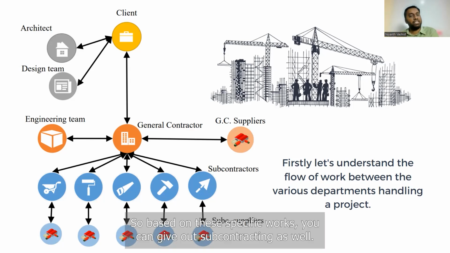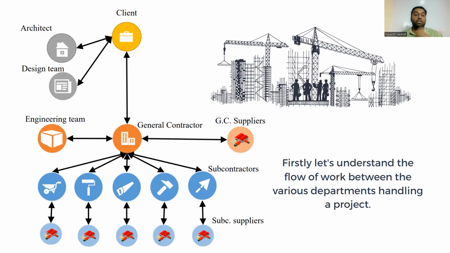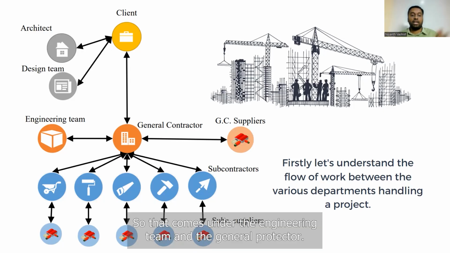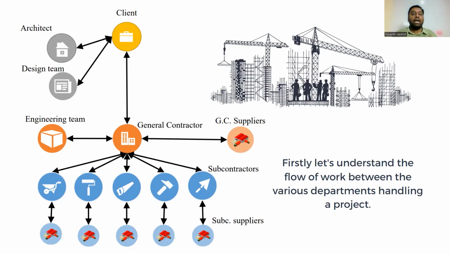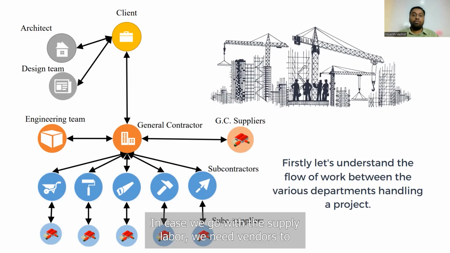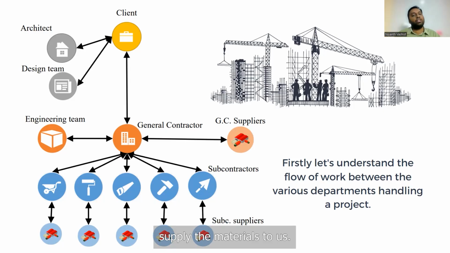So based on these specific works, you can give out subcontracting as well. That comes under the engineering team and the general contractor. Then you have the GC suppliers. In case we go with the supply labor, which is the majority of the project, we need vendors to supply the materials to us.